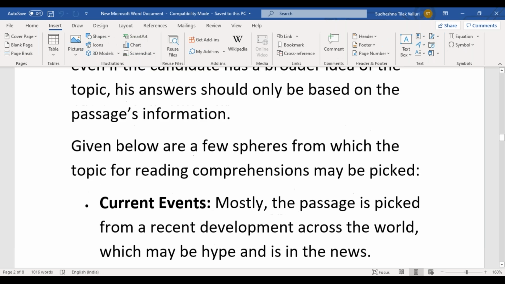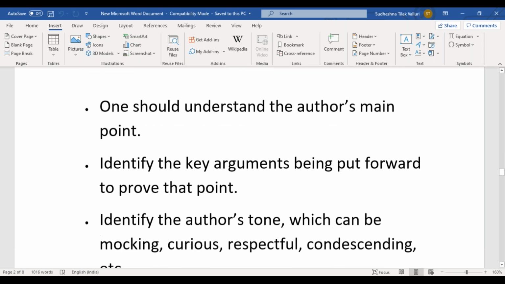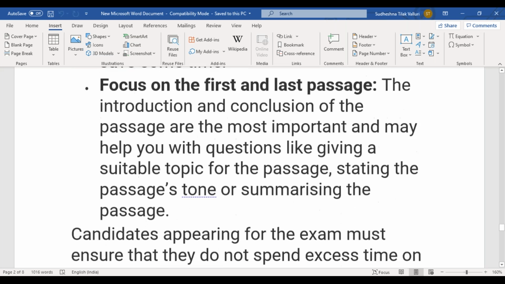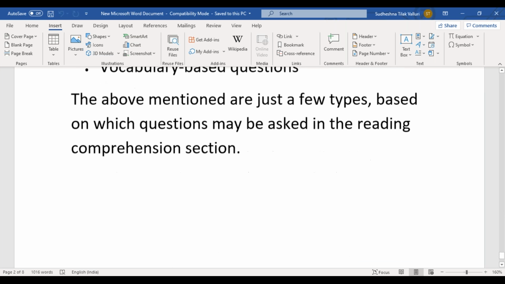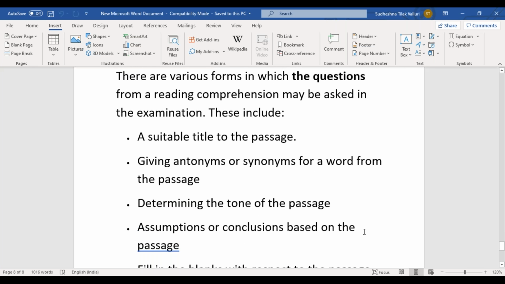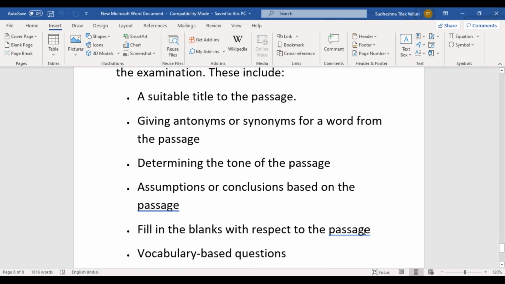What are the different types of questions that may be asked in the passages? They may ask you to give a suitable title to the passage. So they may ask you to read the passage completely, and what do you think is the right title of this passage? And they may give you some options below.